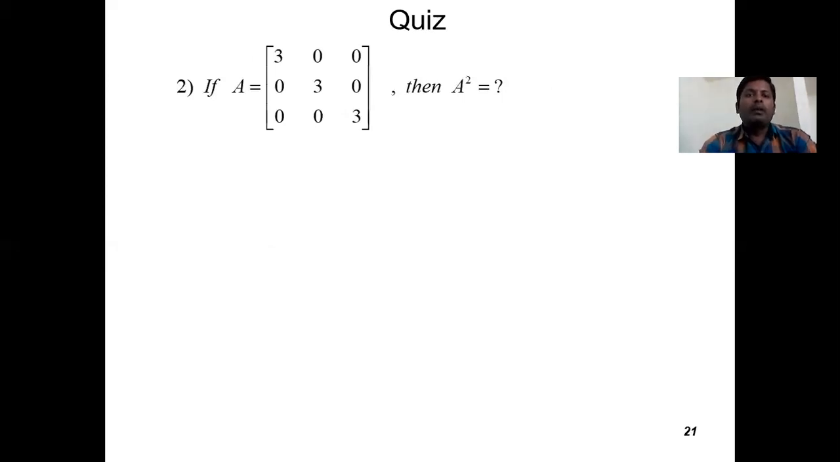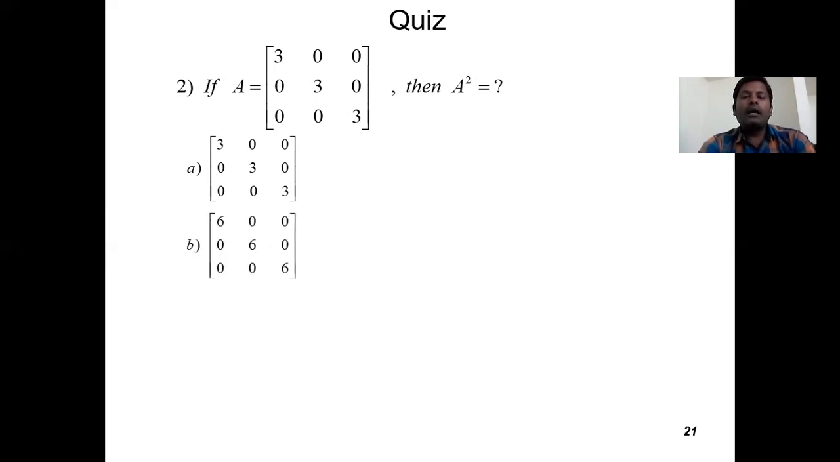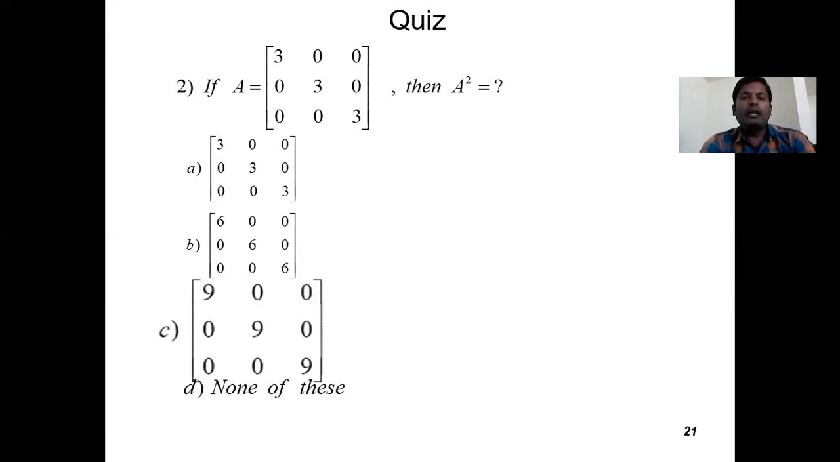Next problem. Okay, if A is equal to 300, 030, 003, then find the value of A square. A square means we have to write A into A. Here we have to do the multiplication of the matrix A into A. Then write here 300 030 into 300 030. What is the answer? We write here 900 090 009. Just we can do the multiplication of the matrix.